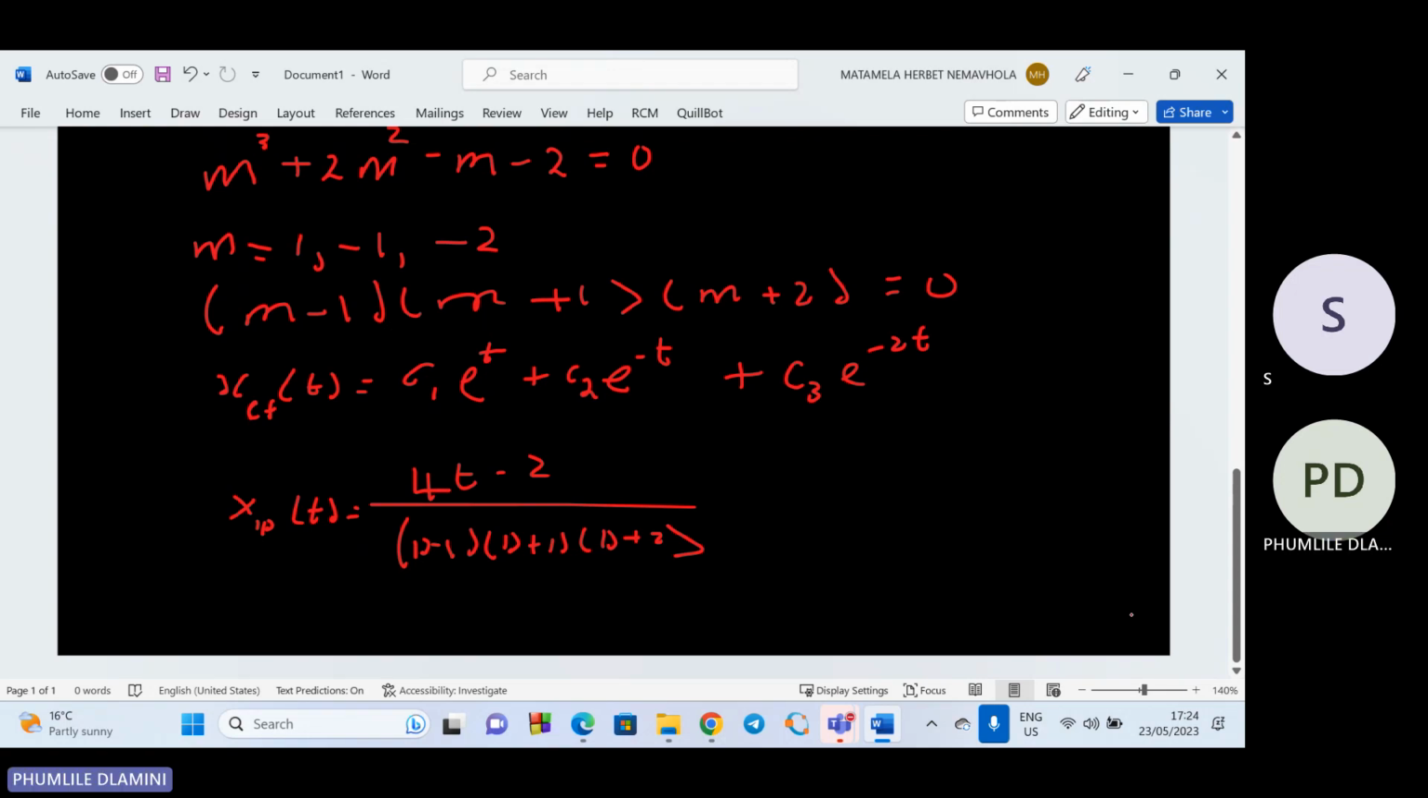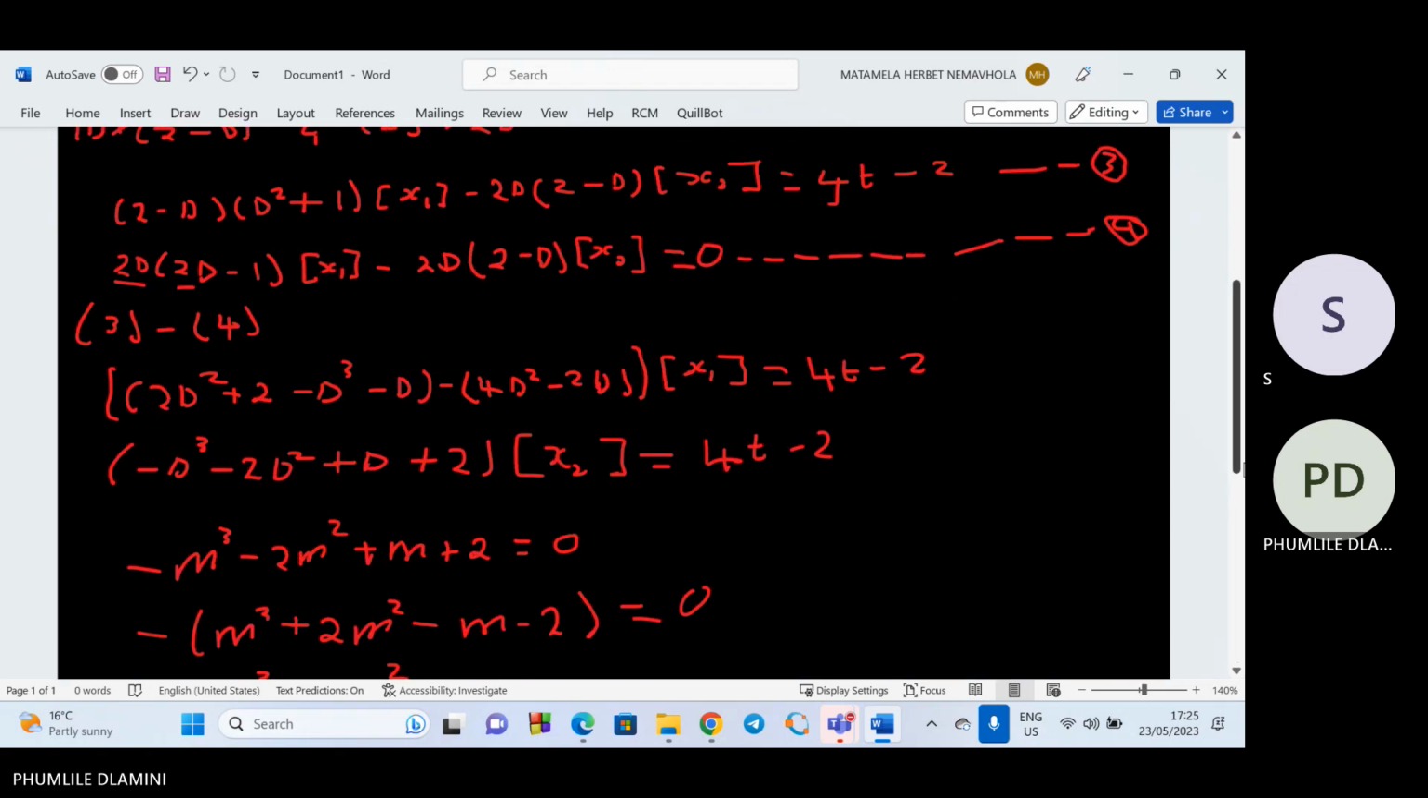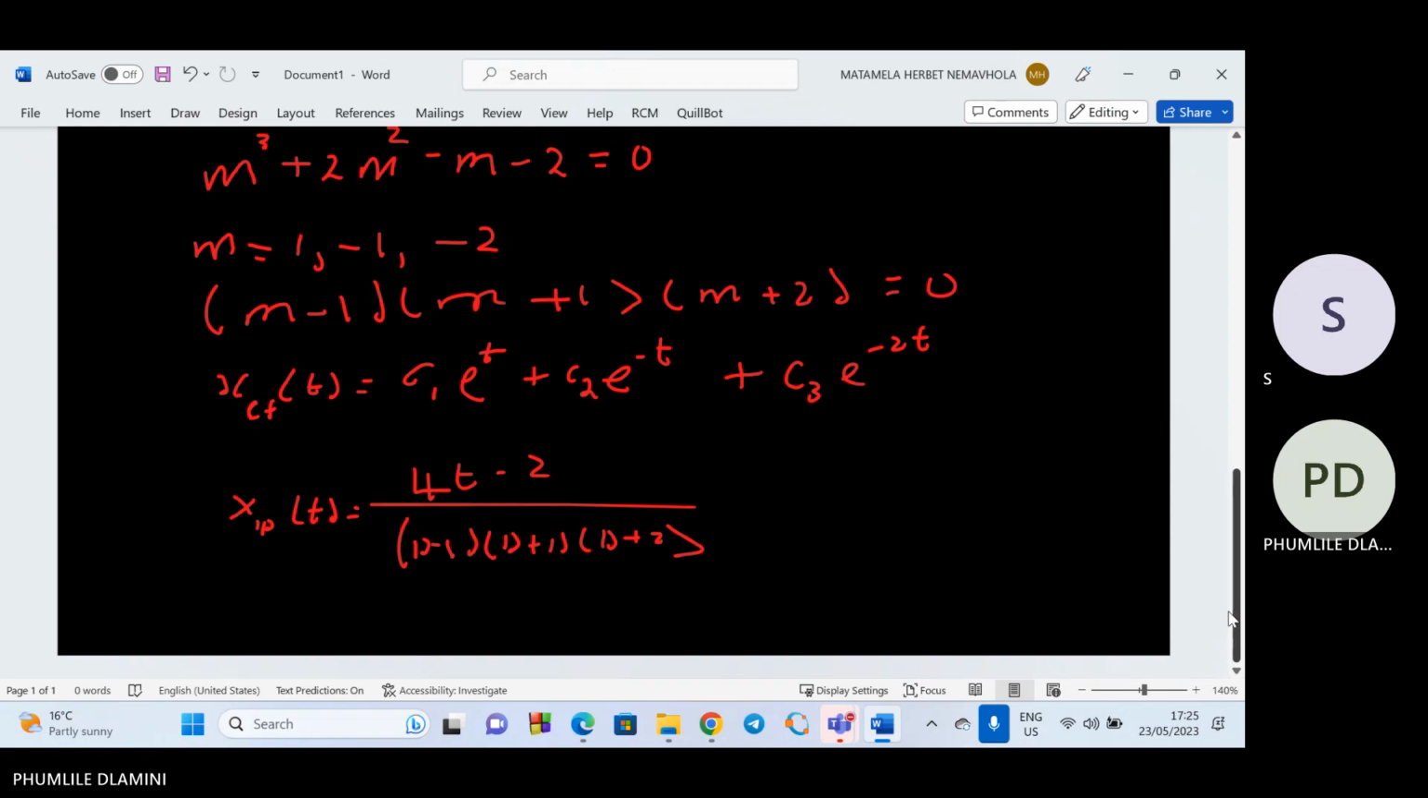Okay, let me check something. Okay, the simplest method to use, we can use this method, because I think there is a simple method that I am thinking of, which we can use there.